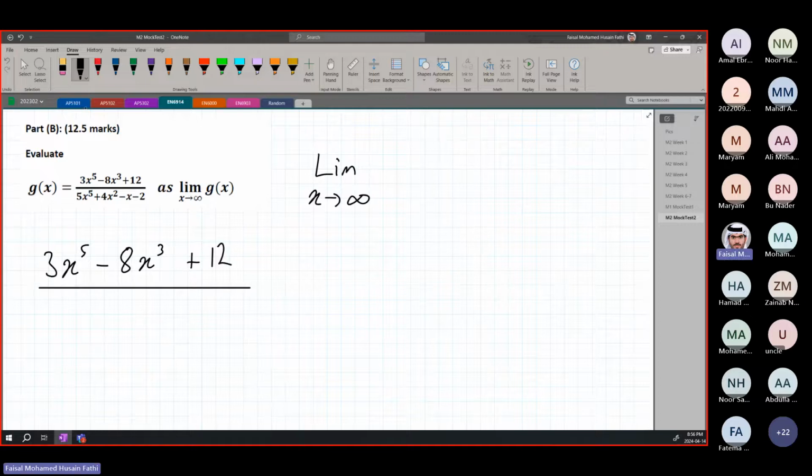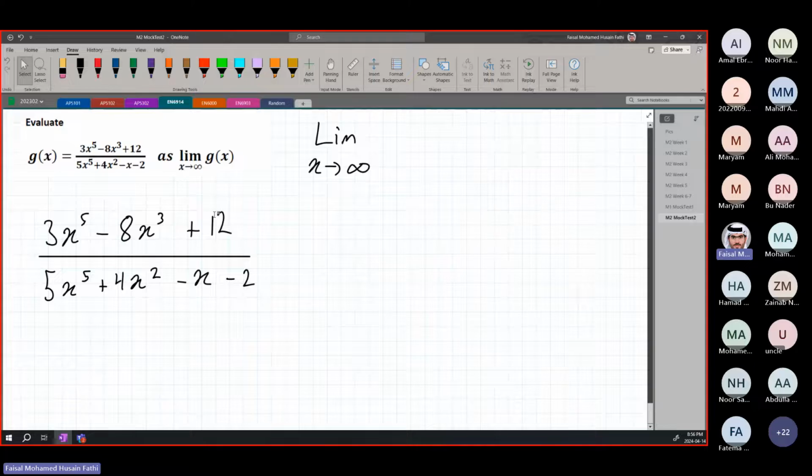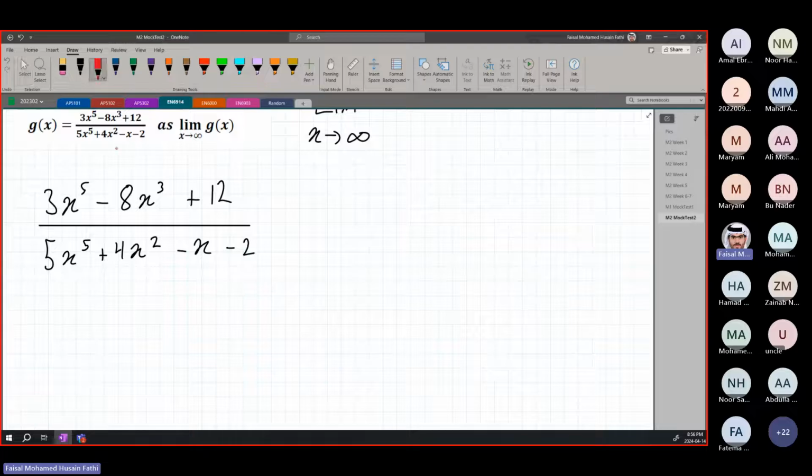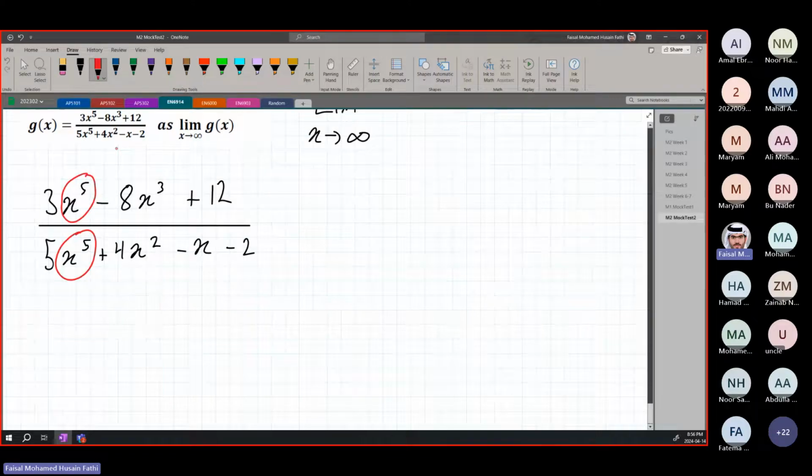So the function is 3x to the power 5 minus 8x cubed plus 12 over 5x to the power 5 plus 4x squared minus x minus 2. The very first step you will do here is look at your highest power. It doesn't matter if it's in the numerator or denominator. In this case, here we have x power 5 and here we have x power 5. This is our highest power. So we're going to divide everything by x power 5.